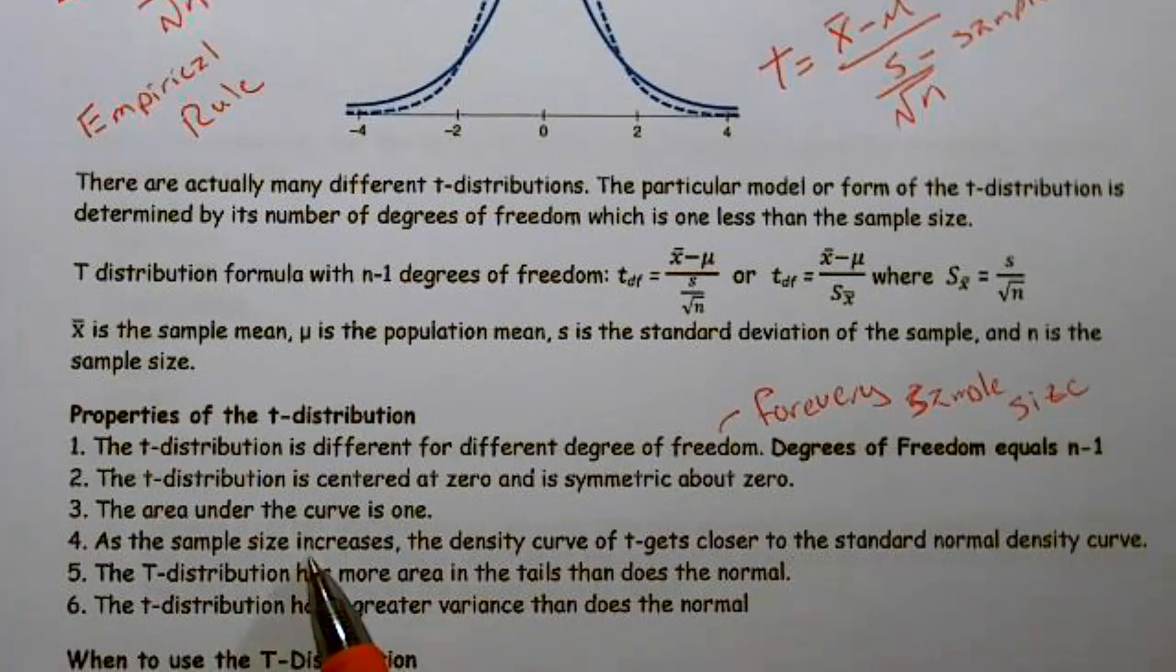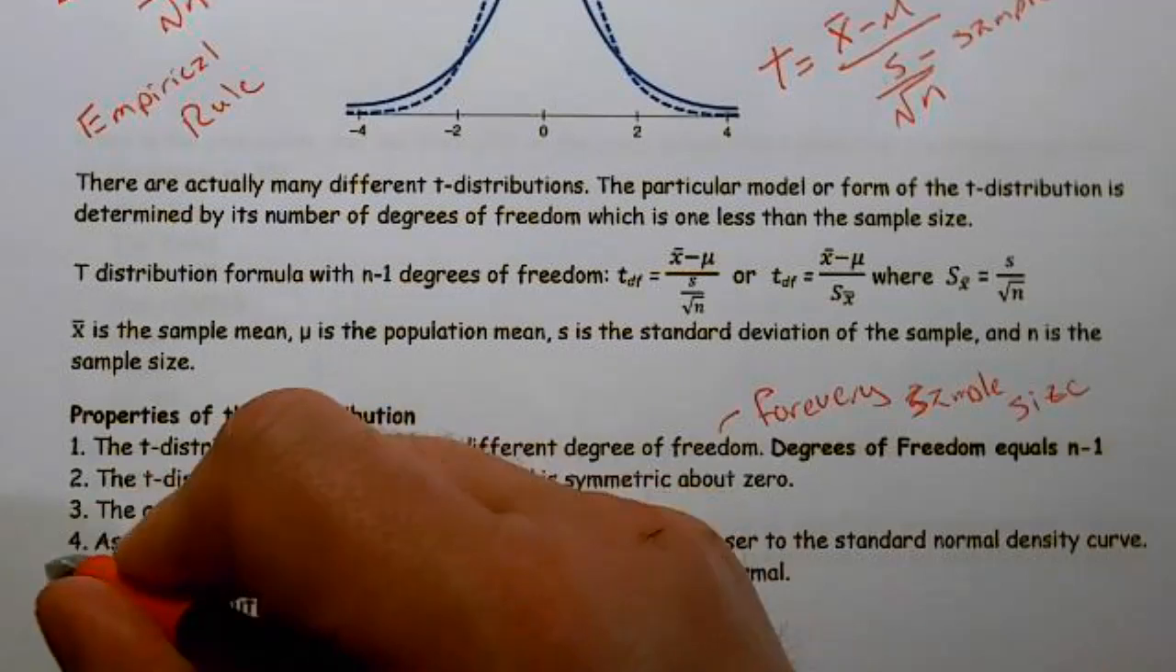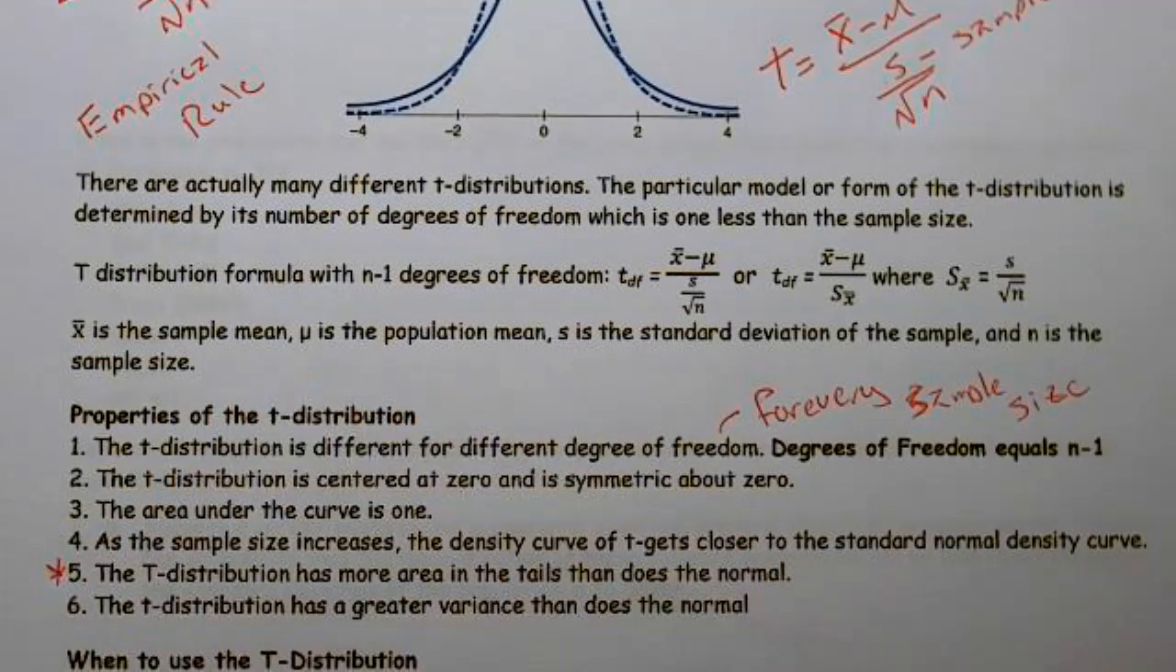Here's something that's very interesting, though. As the sample size increases, the t-distribution gets closer and closer to the normal. So as we increase our sample size, it becomes less spread out and starts to approach the normal. It's already very similar to the normal, but not the same. This is very key: the t-distribution has more area in the tails than does the normal, and the t-distribution has a greater variance than does the normal.